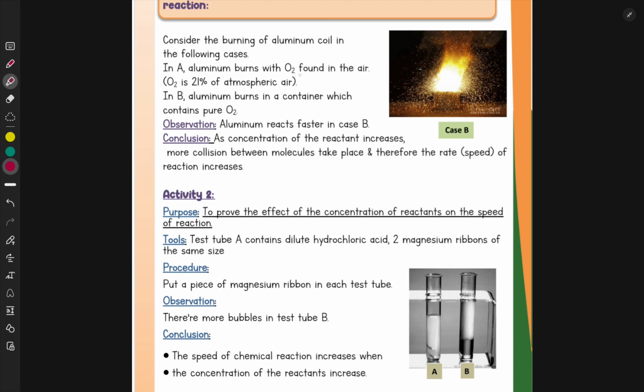In A, aluminum burns with O2 found in the air. O2 is only 21% in the atmosphere. In B, it burns in a container which contains pure O2, 100% O2. Observation: the aluminum reacts faster in case B. The conclusion is that as the concentration of the reactant increases, more collisions between molecules take place, and therefore the rate or speed of reaction increases.